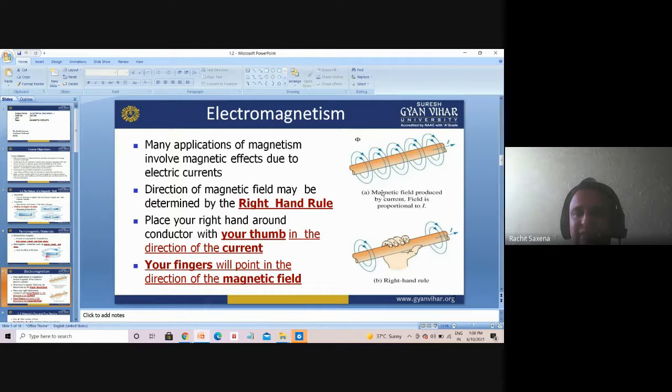Surround that. These directions are shown by the flux lines, meaning flux. So current is converted into flux, we can say. So the electrical field is converted into the magnetic field, that is electromagnetism. Now, the direction of the magnetic field may be determined by the right hand rule.